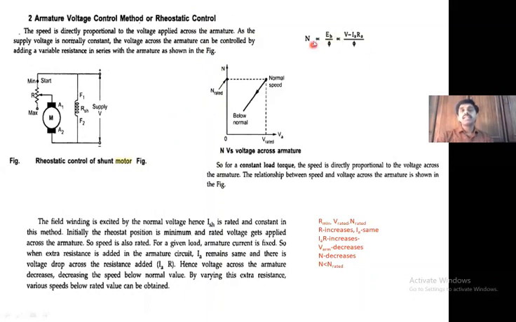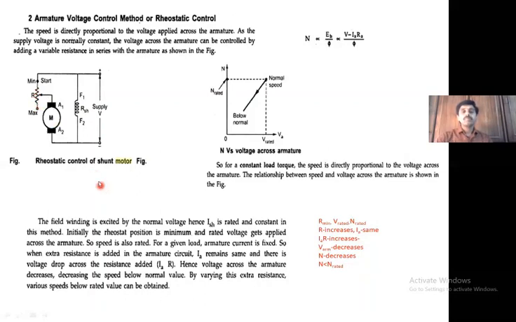As we said, N is proportional to Eb by φ, which is proportional to (V − IaRa) by φ. The speed is directly proportional to the voltage applied across the armature. Because the supply voltage is normally constant, the voltage across the armature can be controlled by adding a variable resistance in series with the armature.